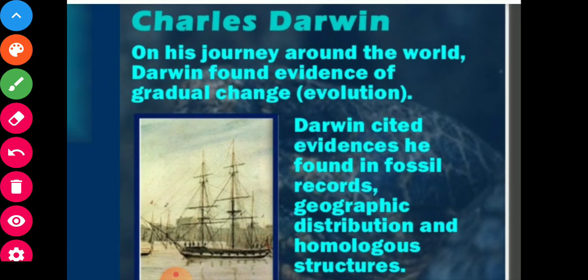Charles Darwin's concept came on his journey around the world. Darwin found evidence of gradual change or evolution. Darwin cited evidence he found in fossil records, geographic distribution, and homologous structures. He described evolution from his research on different organisms like Darwin's finches, the best example for evolution according to Darwin.